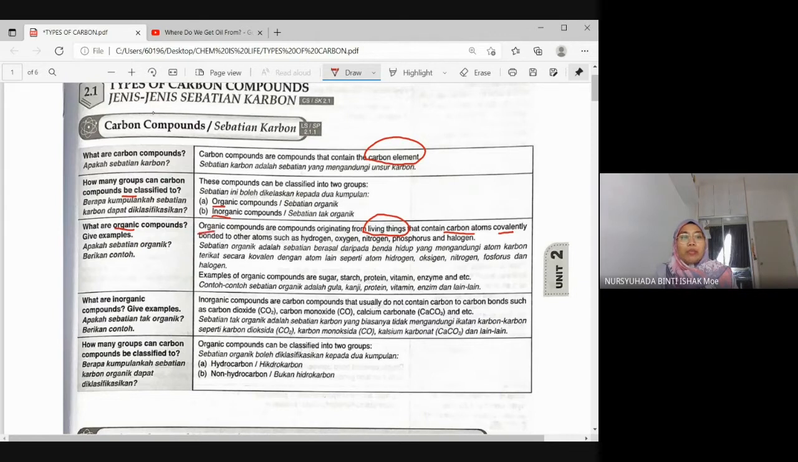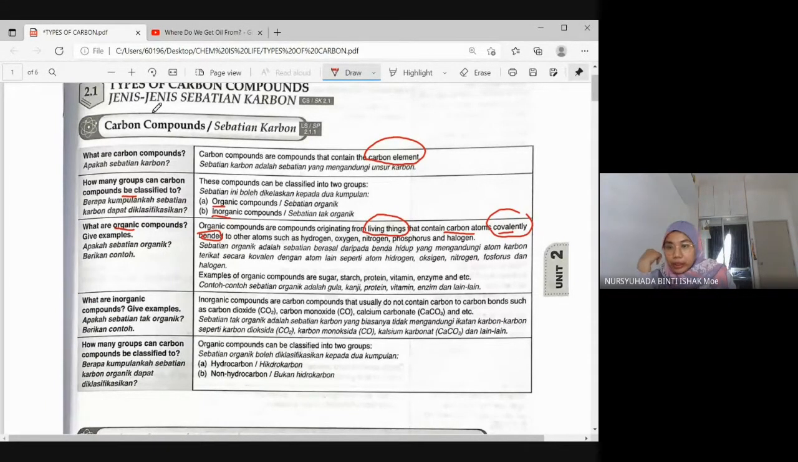What is covalently bonded? Kamu dah belajar masa Form 4. What is covalently bonded? Apa maksud covalent bond? Based daripada perkataan covalent bond. So what is covalent bond actually? Anyone can respond? Covalent bond. Covalent bond ni apa? Irvina, what is covalent bond, Irvina?